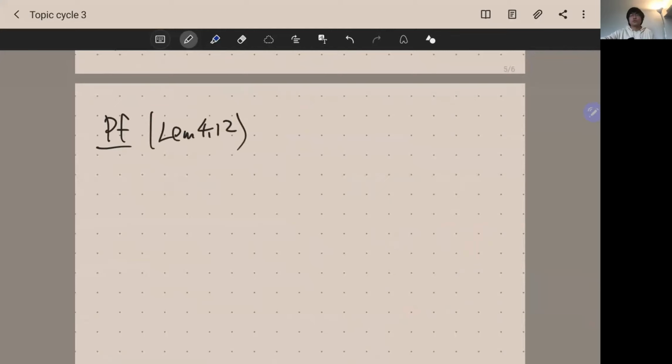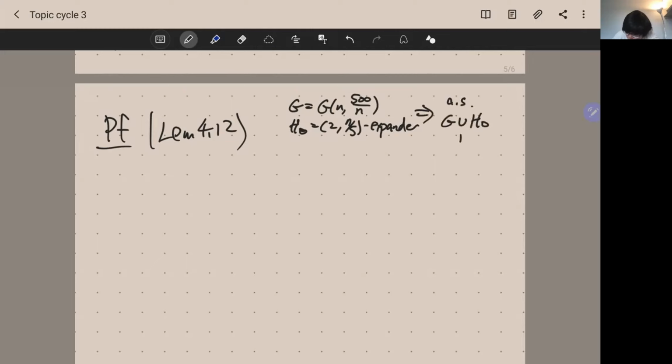Let's see the formal proof. Half of the time I'm saying that I leave it as an exercise. So this time let's actually see some details, and the details are not that long either. So let's prove this lemma 4.12. Let me quickly recall the statement here. G is G(n, 500/n), and H0 is a 2n/5 expander. We want to show that almost surely G union H0 is Hamiltonian.